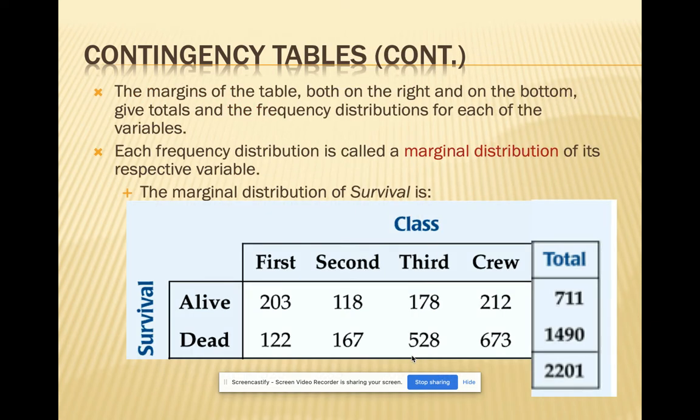Okay, there are a couple of different kinds of distributions that we're interested in. The first one is the marginal distribution, and that's where you isolate one of the variables and you look at the totals in each of the categories of that variable. So for instance, the marginal distribution of survival is found here, where you add up all of the individuals who survived. There were 711, and then you add up the count of all the individuals who died, and there were 1,490. And then to get the table total, it is 2,201.